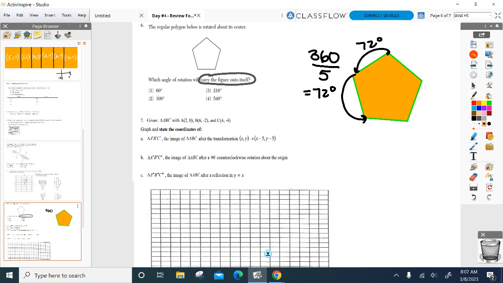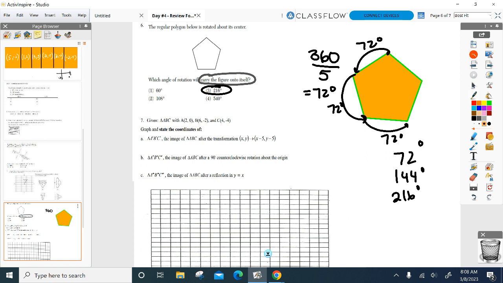I could rotate it 72, and then rotate it another 72, and I'd get that same figure back. What am I up to now? 72, 72, I'm up to 144. Still not a choice. Rotate it again, how many degrees? 72 again, and I'm up to what? 216. There's the choice. So I take 360 divided by the number of sides, and if that's not a choice, I keep adding it on every time. You could go 72, 144, 216. Keep adding 72. This is how many degree measures I could rotate and get this same pentagon back.